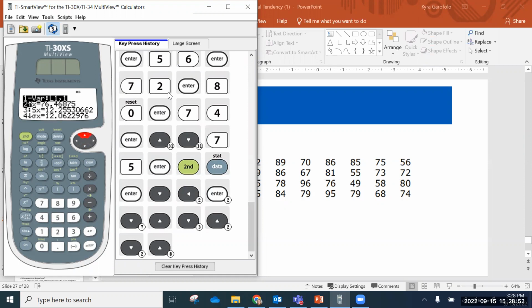And if you wanted your mean, there it is. Now, again, remember, it's not going to tell you about the mode. It's only going to tell you about all of those other things.